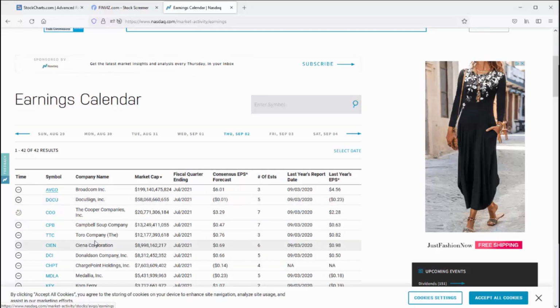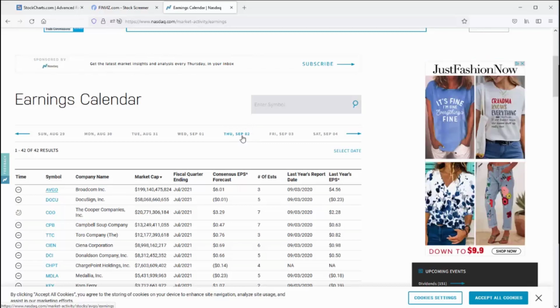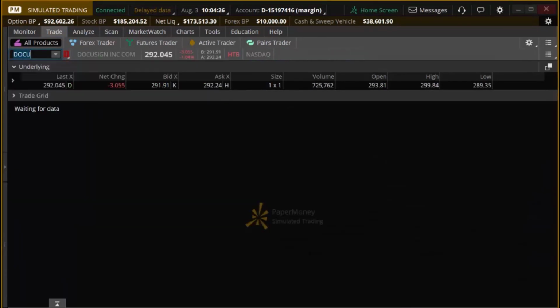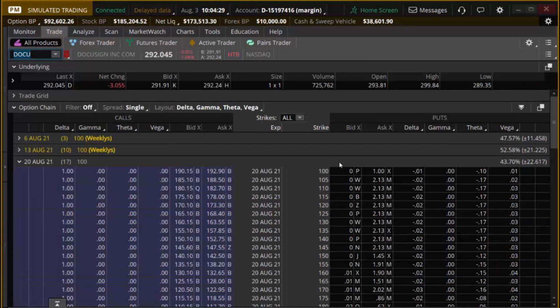Now, what I'm getting at is we're doing a scan backwards, but let's say that we found some candidates. We might like something that has earnings a month or so away. We might plan to trade it up to that earnings, but then bail out of it before earnings occur. Why is that the case? Well, it has to do with implied volatility. With these strategies, let's just use DocuSign, what the heck? This is just for educational purposes.